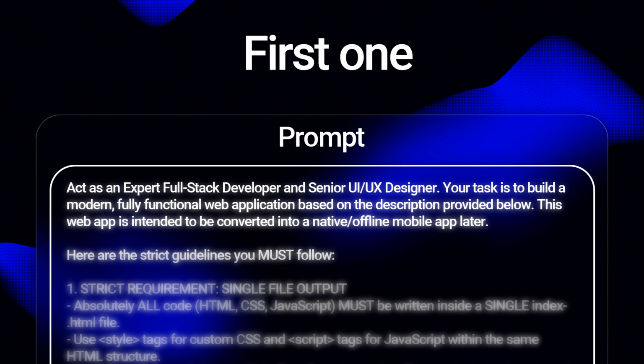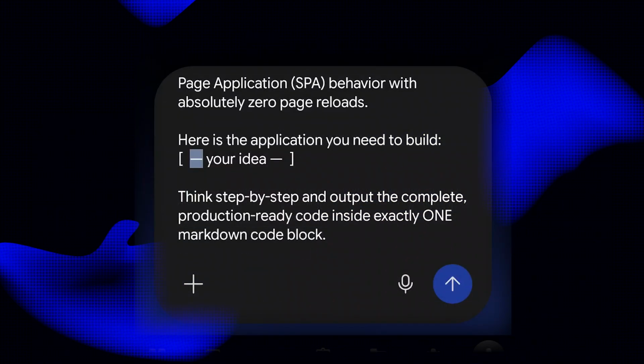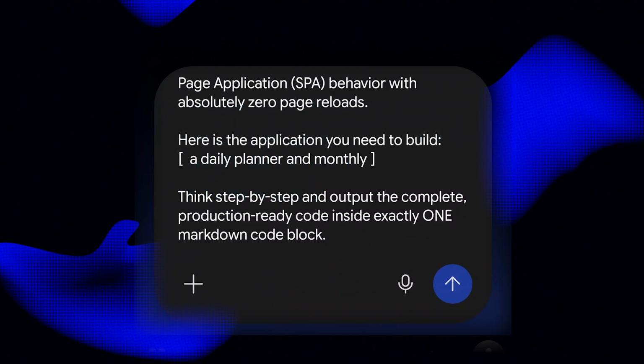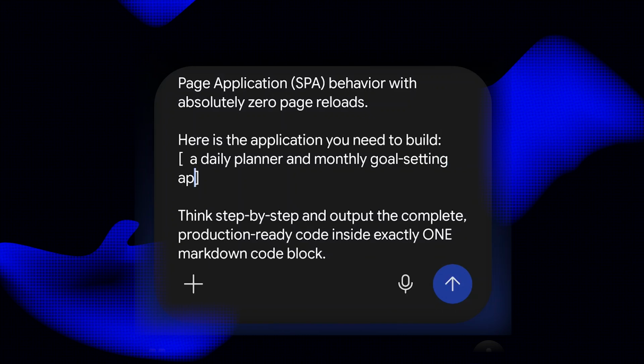First, the prompt I wrote for you. All you got to do is grab this prompt from the video description, and right here, describe the app you want and the idea you have in mind. For example, I'll write, a daily planner and monthly goal-setting app with a built-in Pomodoro timer.